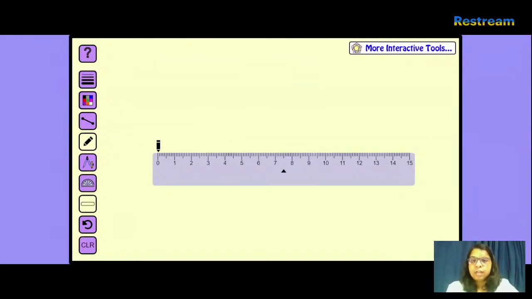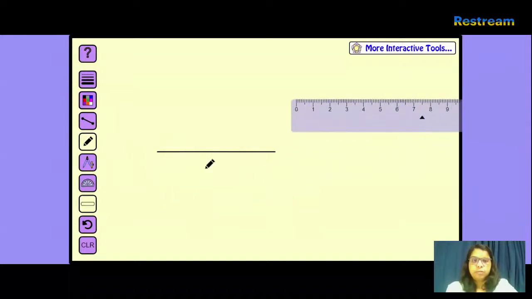Let's say I have a line which is 7 centimeters long. I will just put it aside. This point is A, and this point is B. You will realize that my tools are not as flexible as yours because I'm using the online version.